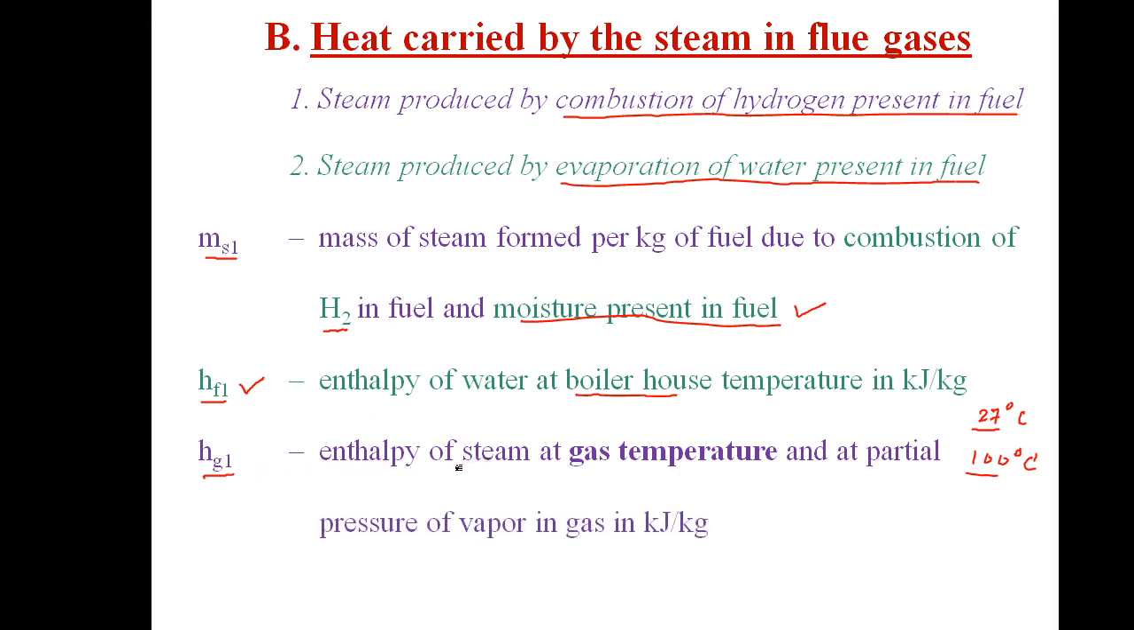Hg1 is the enthalpy of steam at gas temperature and at the partial pressure of vapor in the gas, in kilojoules per kg. This partial pressure, you might have studied in Dalton's law of partial pressure. So Hg1 is obtained at the partial pressure of vapor.